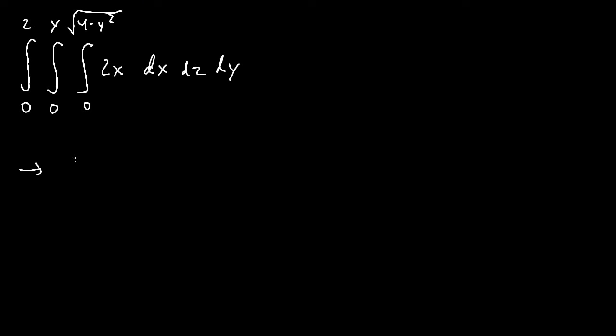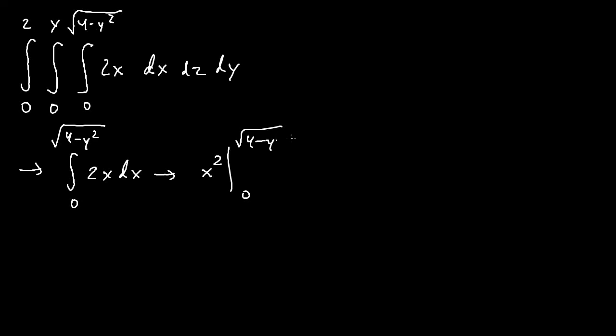So we have the integral from 0 to square root of 4 minus y squared of 2x dx. So the integral of 2x is obviously just x squared. Let's go ahead and evaluate that from the x bounds of 0 to square root of 4 minus y squared. Now when I plug in square root of 4 minus y squared for x, we'll get the square root of 4 minus y squared, squared, which is just 4 minus y squared. When I plug in 0, I'll just have minus 0. So we're just left with 4 minus y squared.